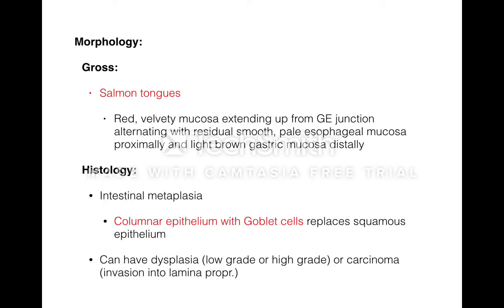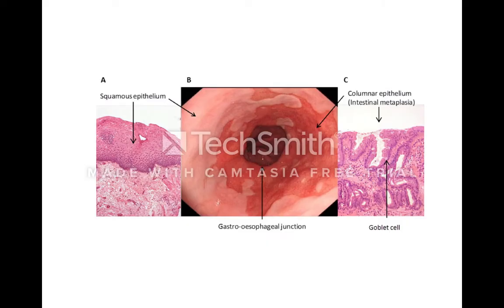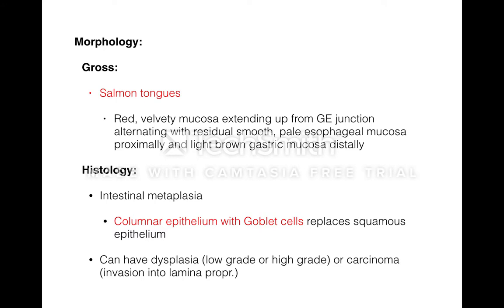On endoscopy in Barrett's, you'll see these salmon tongues as pictured here in the center. That's red velvety mucosa extending up from the GE junction, alternating with the residual smooth pale esophageal mucosa proximally and the light brown gastric mucosa distally.